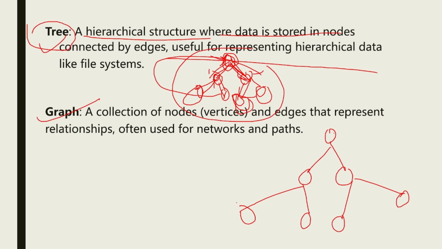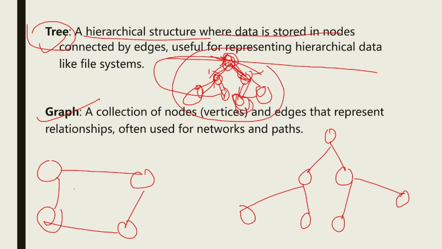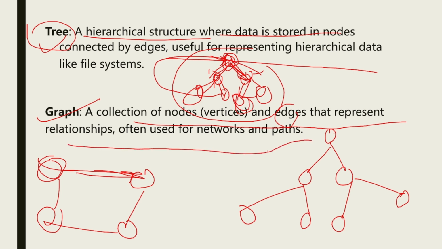And if a cycle occurs in a tree, then that's called a graph. Like 0, 1, this is called a graph. These are called nodes, and what connects the nodes is called an edge. So a graph is a collection of nodes that represent relationships, often used in networks and paths. Paths means these lines which connect two nodes. These nodes are also called vertices in graphs, and nodes in a tree. So these all are types of data structures.